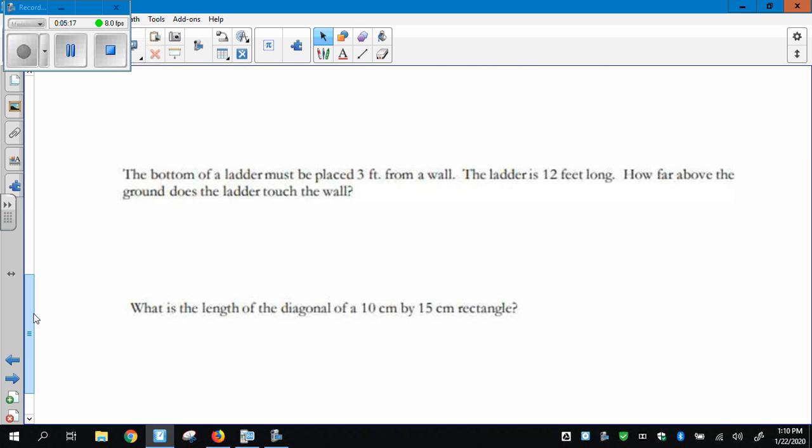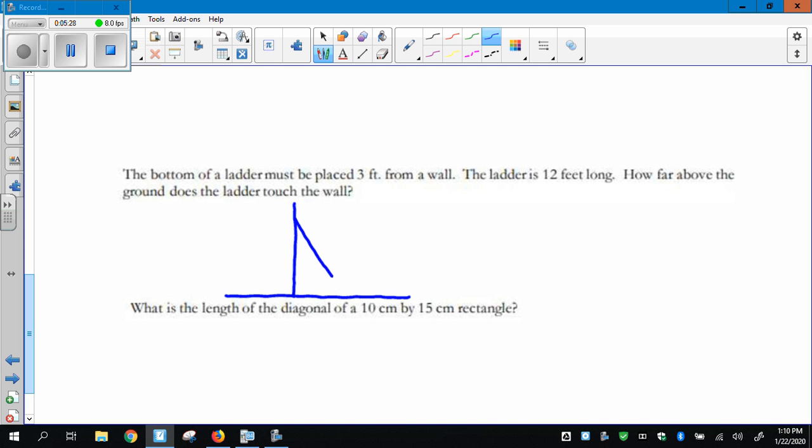All right, let's do this one here. The bottom of a ladder must be placed 3 feet from a wall. So here's our wall. Here's our ladder. It's going to lean up against our wall here, and that's 3 feet right there. The ladder is 12 feet long. That would be the slanted side. The ladder is leaning against the wall, and so this is a right angle. And we want to know how far above. So we basically want to know this side right here. Let's just call that x for now.